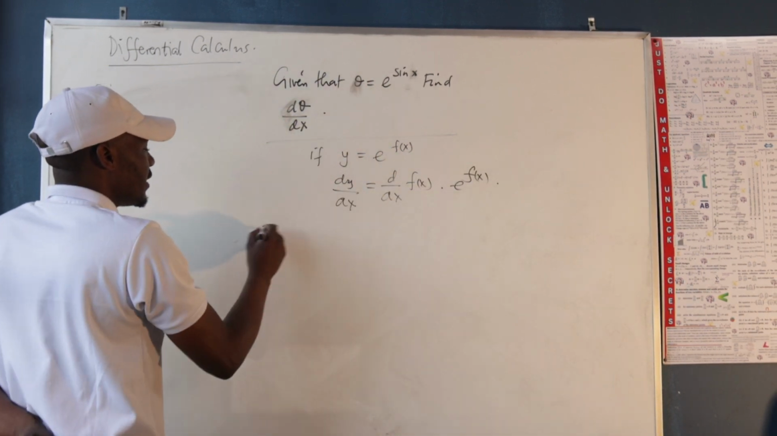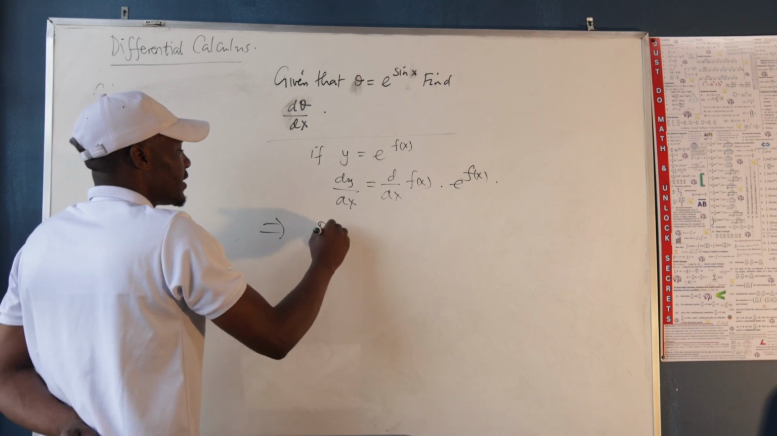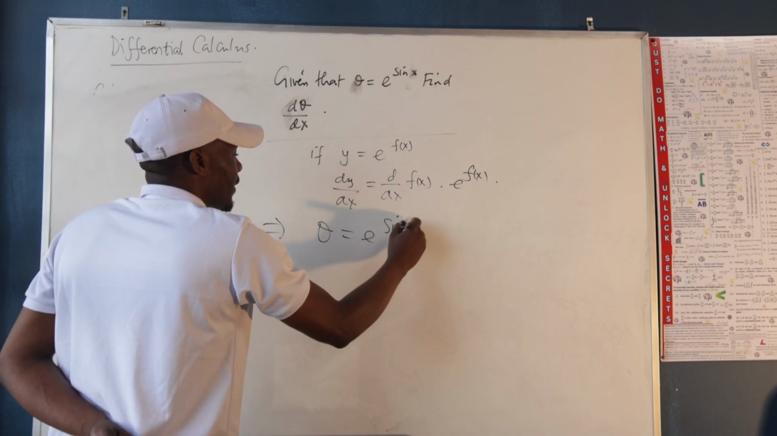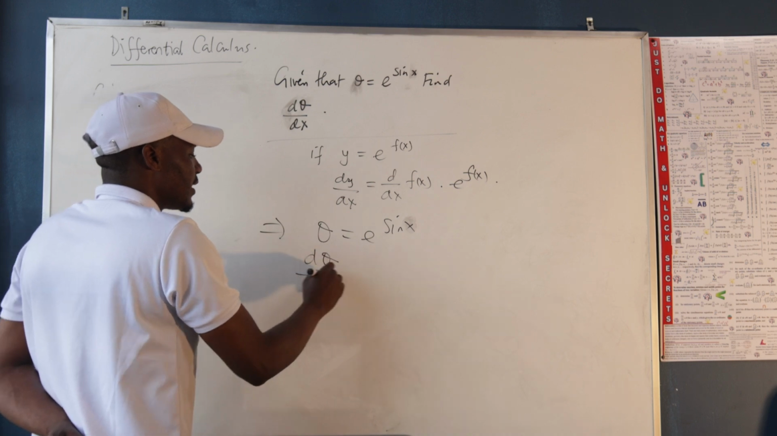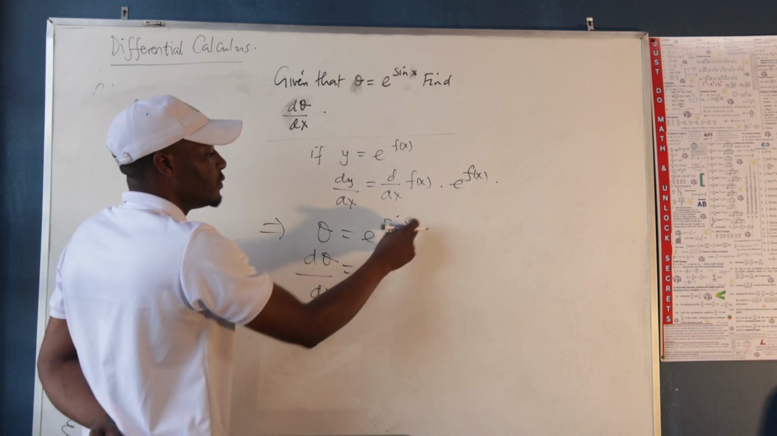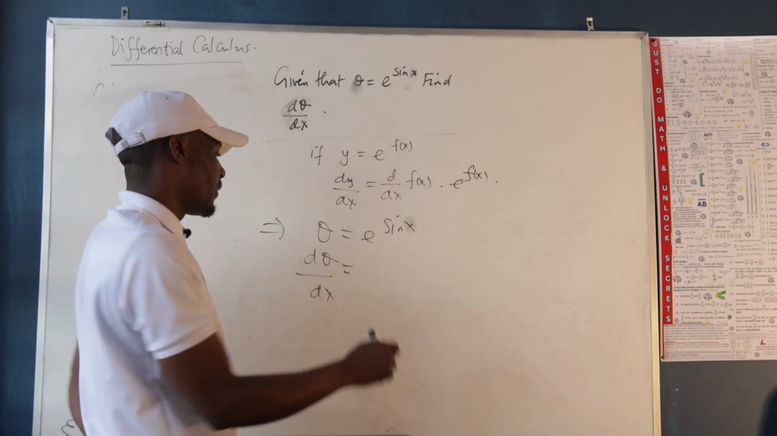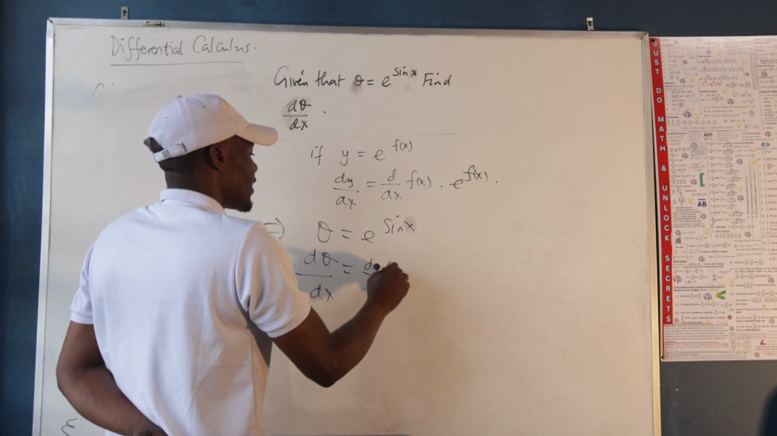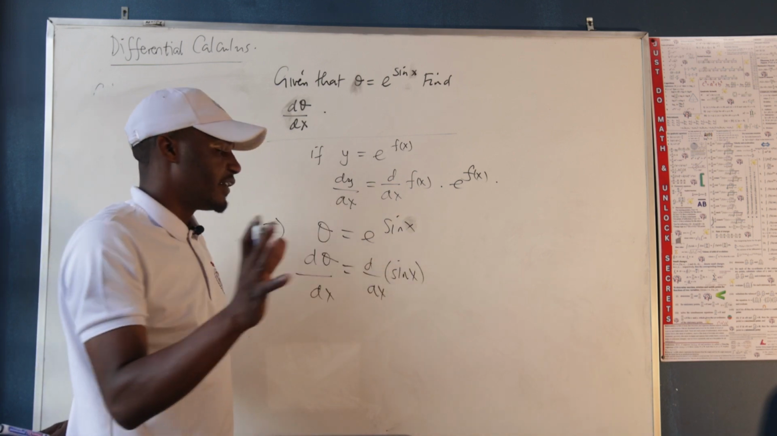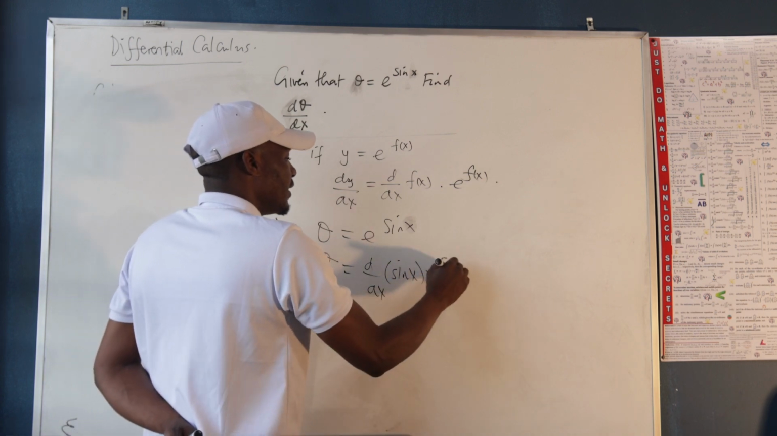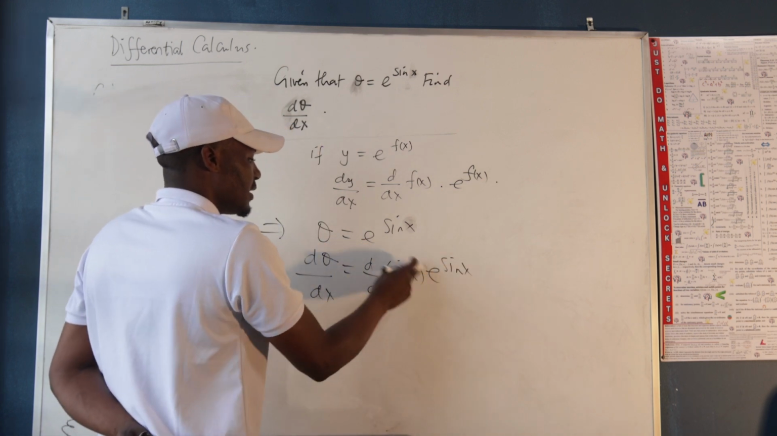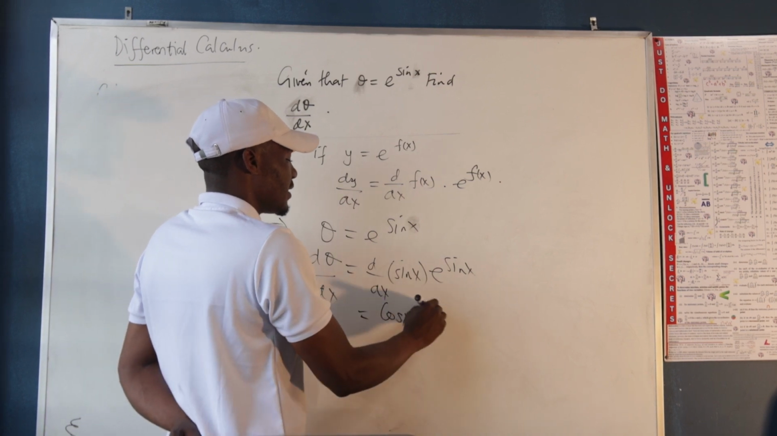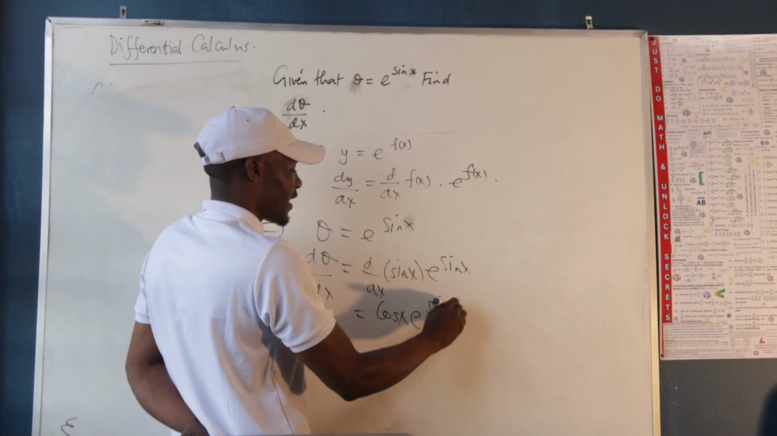So in this case, we've got theta is equivalent to e to the power of sine x. For us to calculate d theta dx, we need to find the derivative of the power. So we have to find the derivative of sine x, and once we have the derivative of sine x, then we multiply by e to the power of sine x. The derivative of sine x straight away gives us cosine of x times e to the power of sine x.